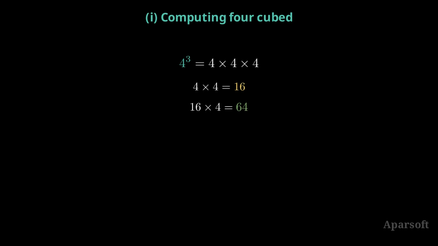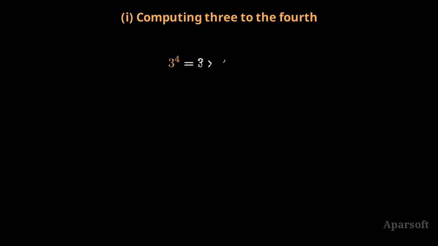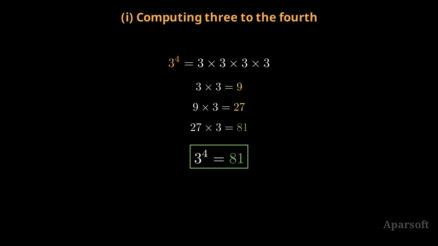Let us start with 4 cubed. This means 4 multiplied by itself 3 times, 4 times 4 times 4. 4 times 4 is 16, and 16 times 4 gives us 64. So 4 cubed equals 64. Now 3 to the 4th power, that is 3 multiplied by itself 4 times, 3 times 3 times 3 times 3. 3 times 3 is 9, 9 times 3 is 27, and 27 times 3 is 81. So 3 to the 4th equals 81.